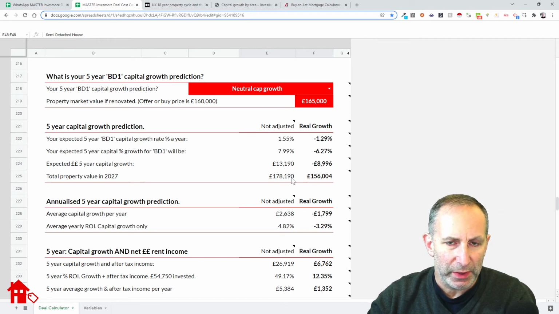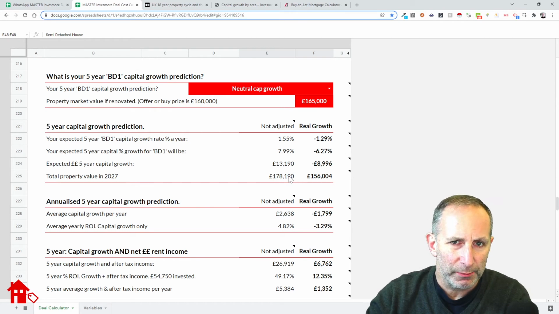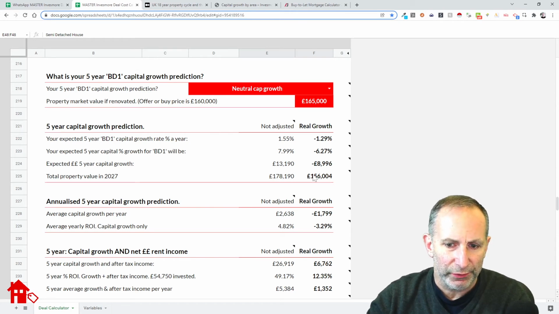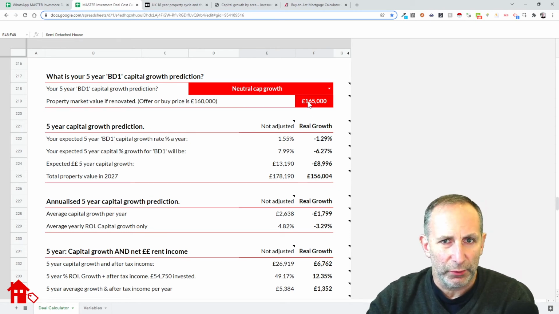So in 5 years' time, in theory, it's worth 178, but in purchasing power terms, it's worth 156. And let's say today it's valued at 165 because you spent 4,000 improving it and you paid 160 for it. So that's the power of capital growth, and how just by making a simple decision like buying a property in the right area can have such a huge impact on your future wealth gain or loss.